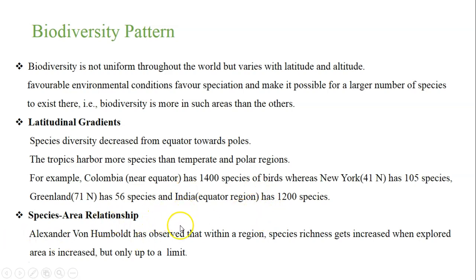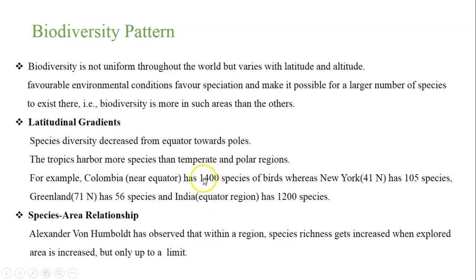Species area relationship. Alexander von Humboldt observed that within a region, species richness increases when the explored area is increased, but only up to a limit. We have seen in a previous statement also that if the area increases, then the species richness also increases, meaning the number of species increases due to an increase in that particular area. So this is all about the biodiversity pattern.